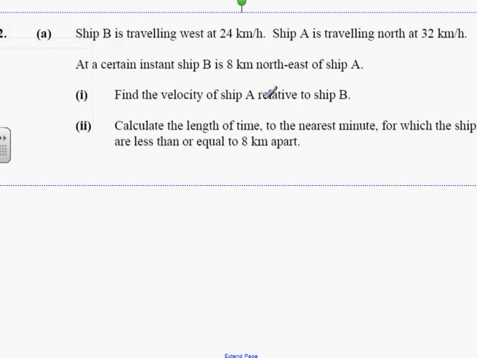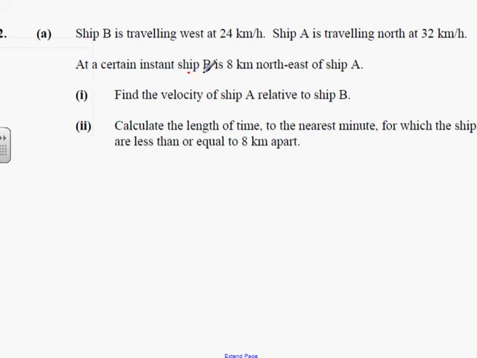A ship B is traveling west at 24 kilometers an hour. A ship A is traveling north at 32 kilometers an hour. At a certain instant, ship B is 8 kilometers northeast of ship A. Find the velocity of ship A relative to ship B. Anybody know, is it phi BA or phi AB we're looking for?